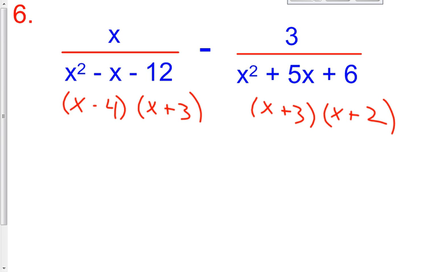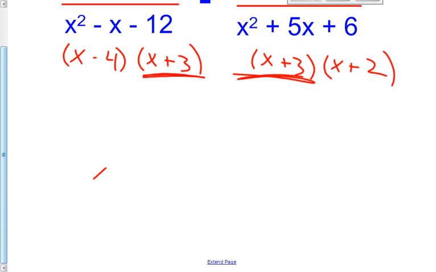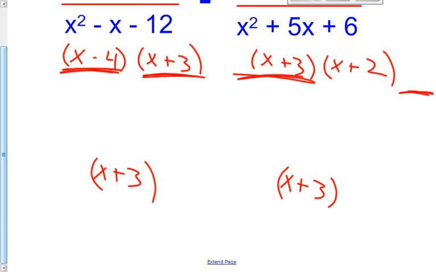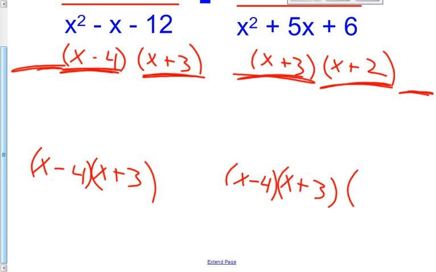Alright, so now our next step is we have to get common denominators. So let's find our least common multiple. They both have an x plus 3 term. So I know that's going to be part of my common denominator. X plus 3, x plus 3. So now this one has an x minus 4, where this one does not. So I know I'm going to have an x minus 4 term and an x minus 4 term here. In the same way, this one has an x plus 2 term, where this one does not. So I need an x plus 2 term in both of them as well.